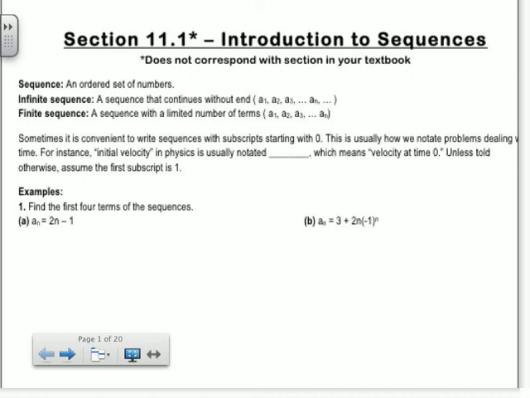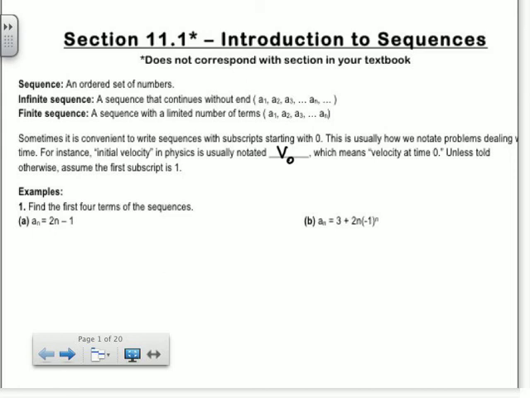Sometimes it's convenient to write sequences with subscripts starting with 0. We did this a lot in science classes. If you've taken physics before, a lot of times they'll talk about initial velocity, and they'll call that v sub 0. The reason they do that is because they want you to know that that starts at time 0, so at 0 seconds. But in our math classes, we're going to use our first subscript, our initial one, as 1, so that we can talk about the first term, second term, third term, and so on. So in this class, you'll just assume that the first subscript is 1.